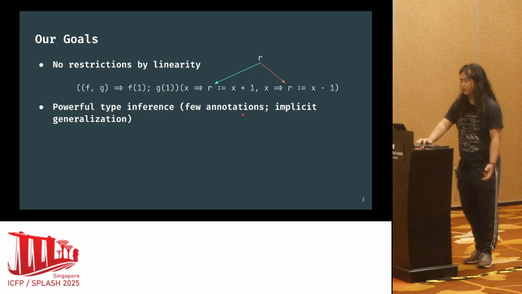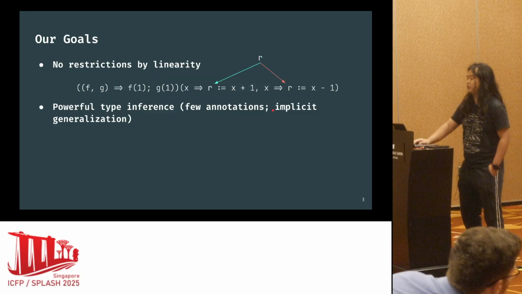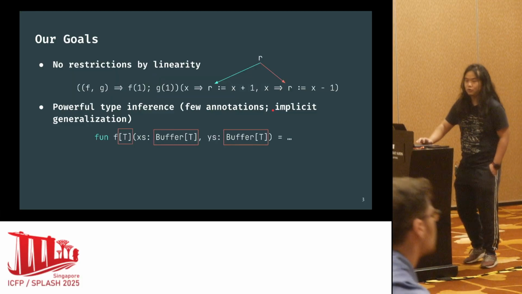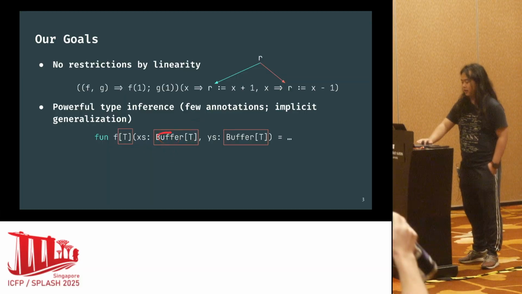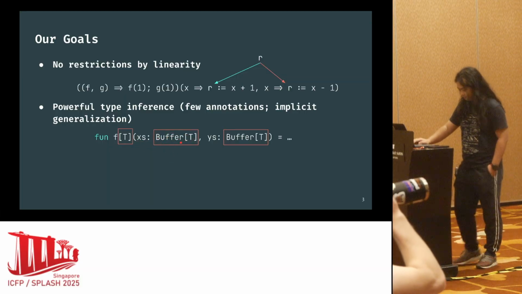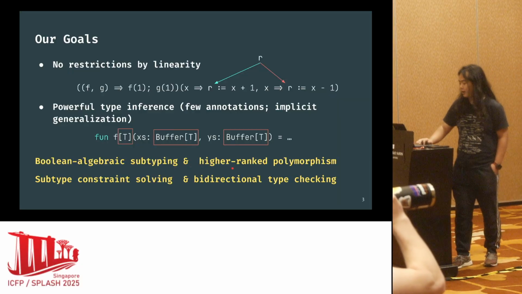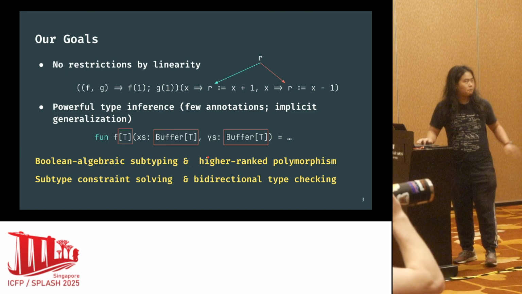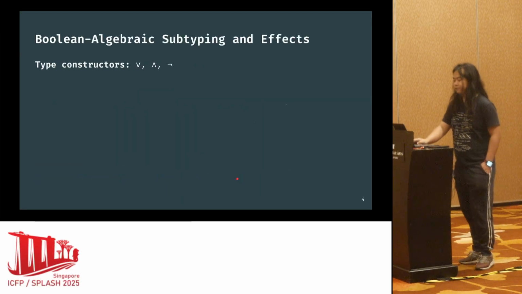And we also want a powerful type inference. That means that we want fewer type annotations, and we want to support implicit generalization. So for example, we want to remove the type parameter and remove the types for all arguments. Our solution is based on Boolean algebraic subtyping and higher-ranked polymorphism. So we combine subtype constraint solving and bidirectional type checking.